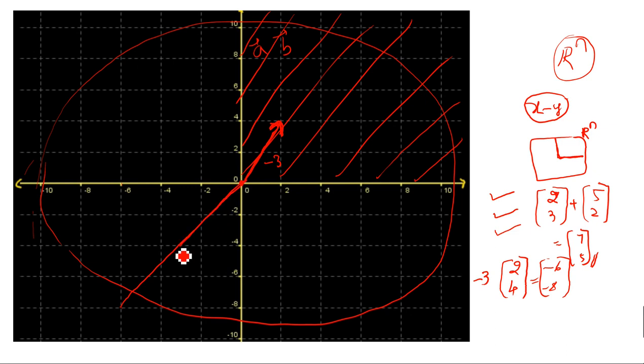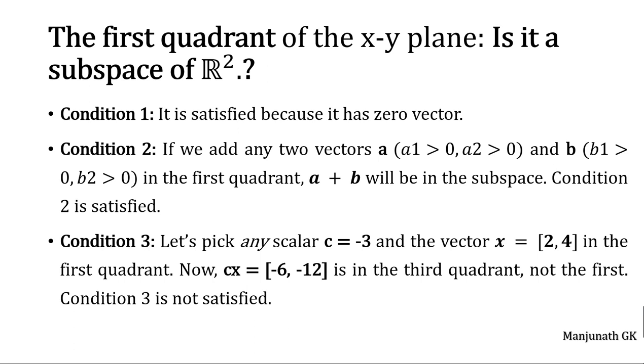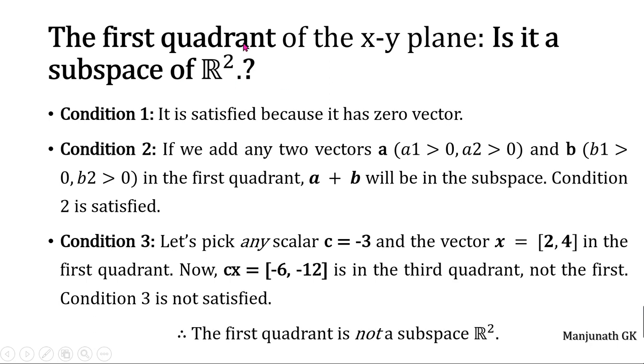This is the resultant vector, but it is in the third quadrant. It is not a subset of this one; it is not falling in the first region. So the third condition is failed here. If any one of the conditions is failed, then we can say that the first quadrant of the xy plane is not a subspace of a space of two dimensions. I hope you have understood it.